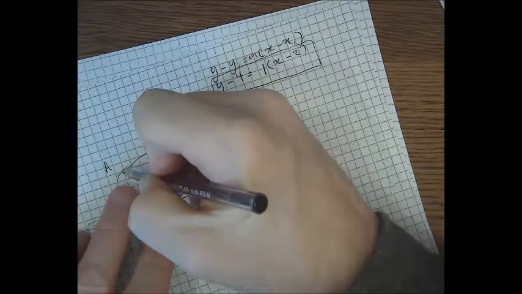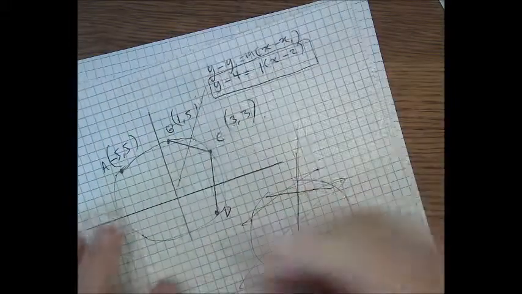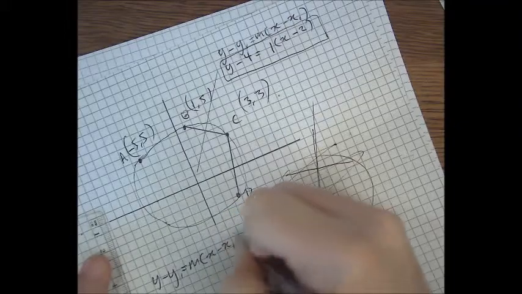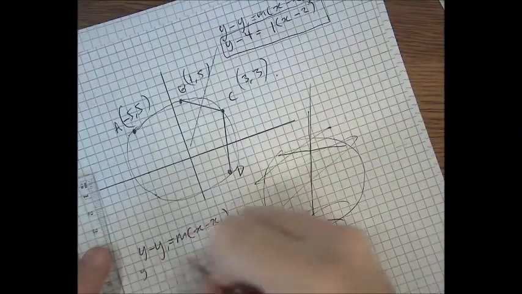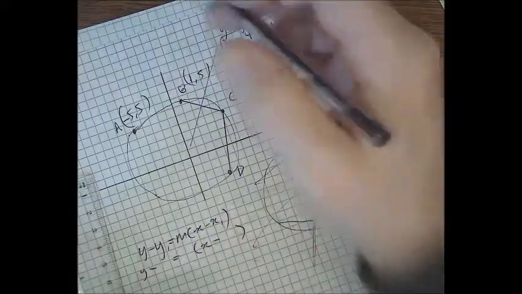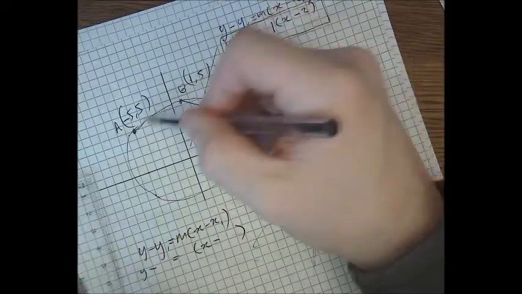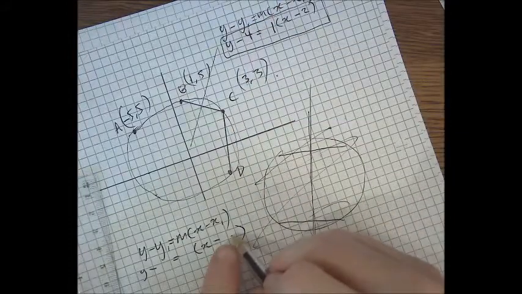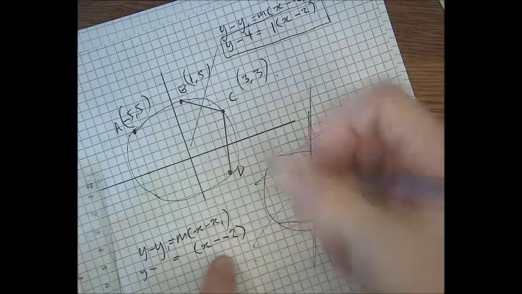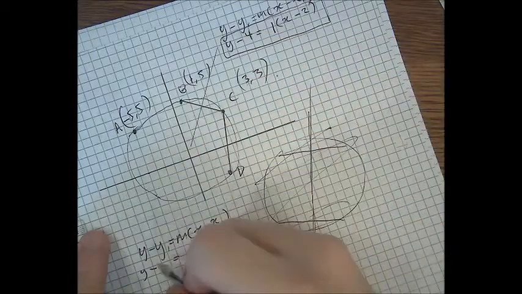A was negative 5, 5. Okay, so here's the template. Y minus y1 equals m(x minus x1). Let's see if I can do this fast. Okay, so I need a point it goes through. The perpendicular bisector will go through the midpoint. To get the x coordinate of the midpoint, add up the x coordinates and divide by 2. To get the y coordinate of the midpoint, add up the y coordinates and divide by 2.